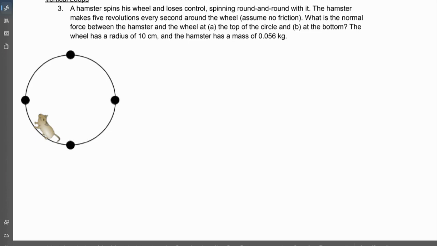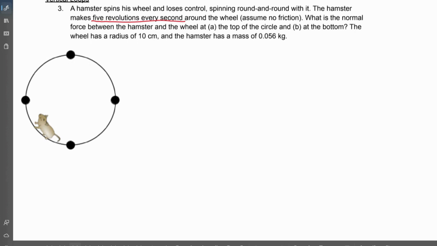The hamster makes 5 revolutions every second. Just by the way, I'm going to annotate these problems, 5 revolutions every second, just to tell me numbers. Okay, so assume no friction. That just means the wheel doesn't slow down over time, which hamster wheels are actually fairly decent at, which is kind of fun.